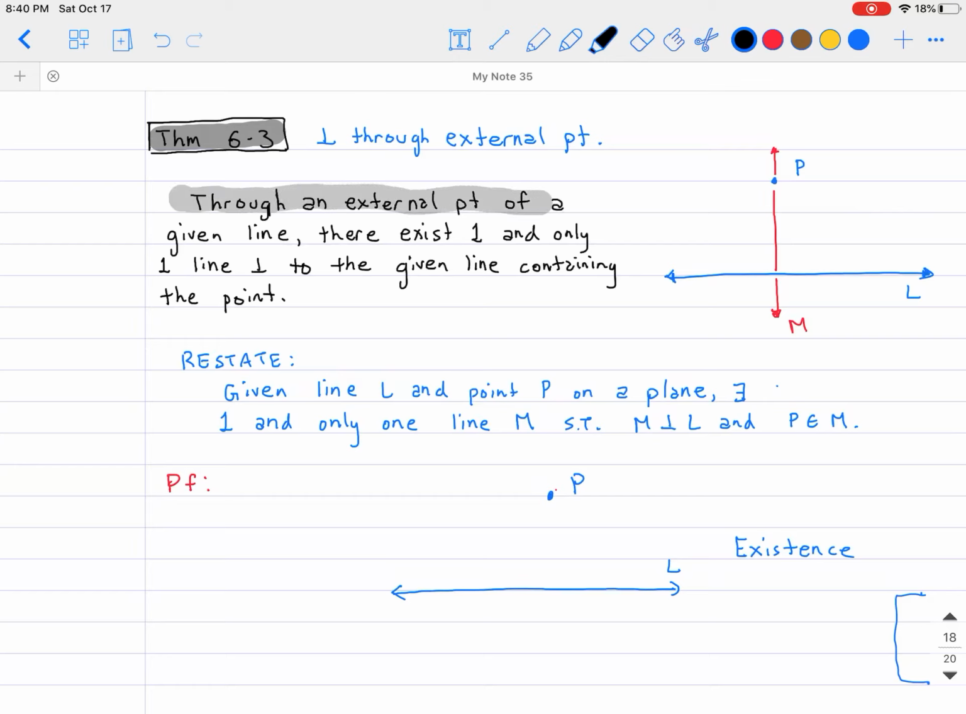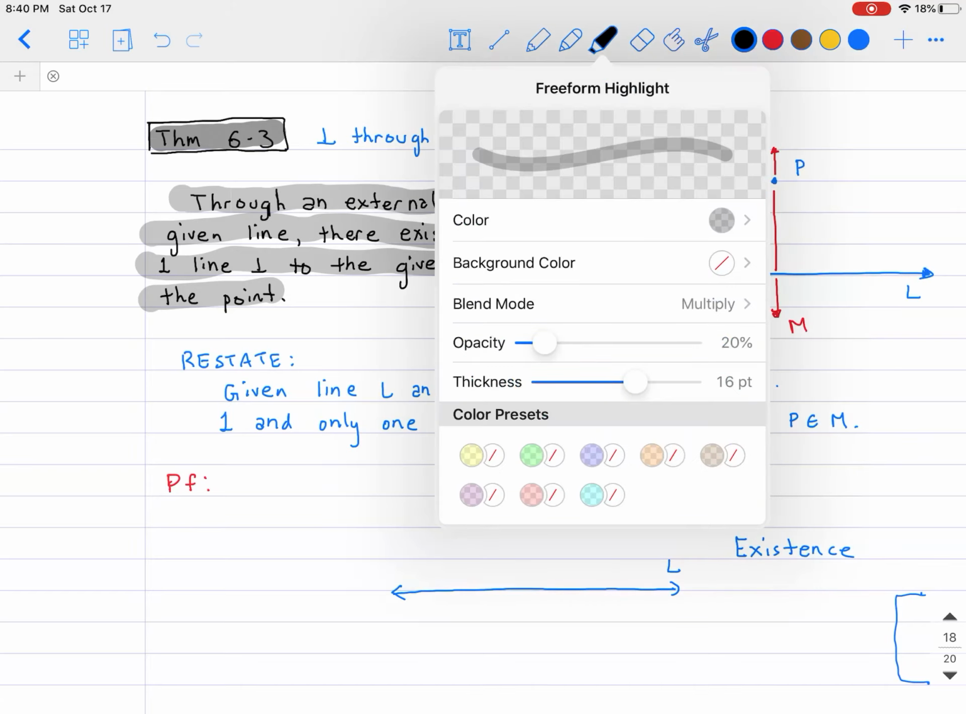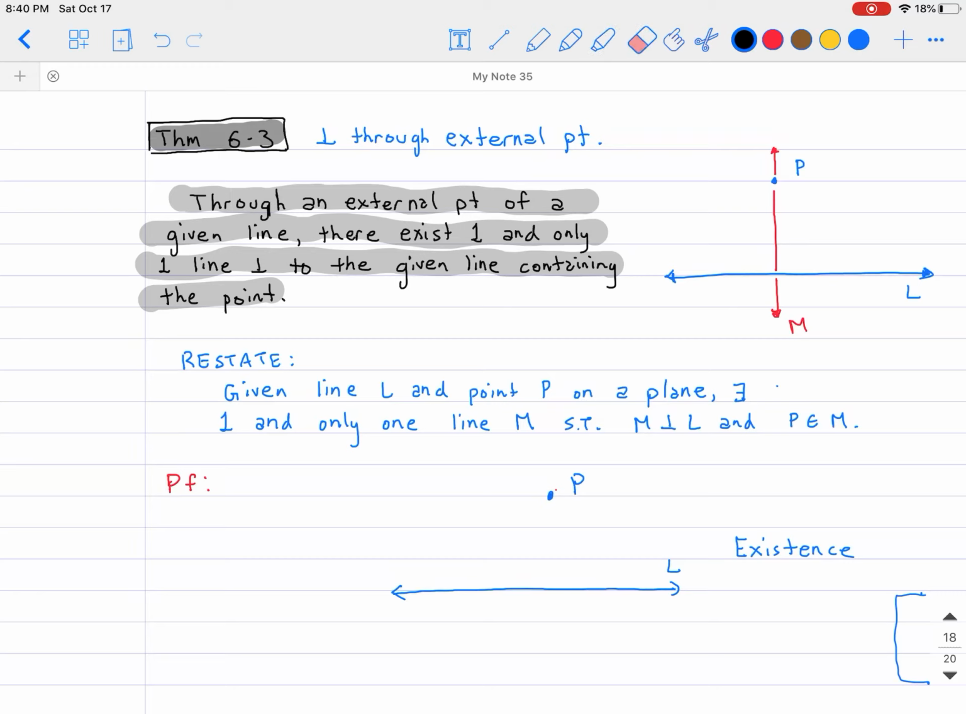Theorem 6-3. Okay. Through an external point this time, we're looking for the perpendicular. So this time around, here's what it says in this theorem. Through an external point of any given line, there exists one and only one line perpendicular to the line containing the point. Very similar to Theorem 6-1. But the difference between 6-1 and 6-3 is that the point is not going to be on the line. So you can see it right here on the right-hand side.